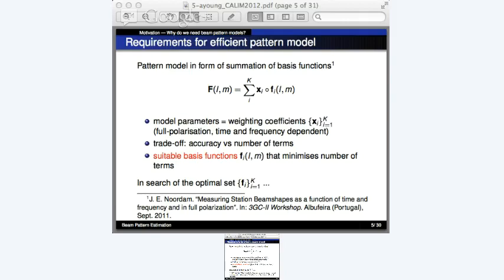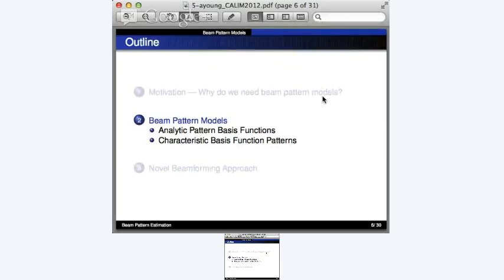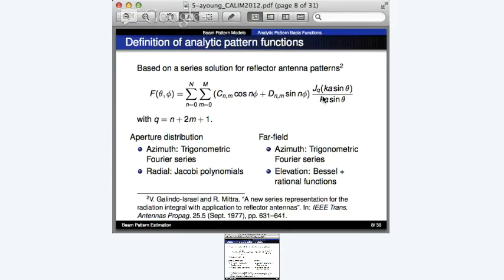Now, we did this for a reflector antenna. So an obvious place to start is based on a series solution for reflector antenna patterns, which basically starts with expanding the aperture distribution into a trigonometric Fourier series for azimuthal variation and using the Zernike polynomials for the radial variation, which translates then to a far field, which is expanded again into a Fourier series for the azimuth variation and the combination of Bessel and rational functions for the elevation angle dependence.